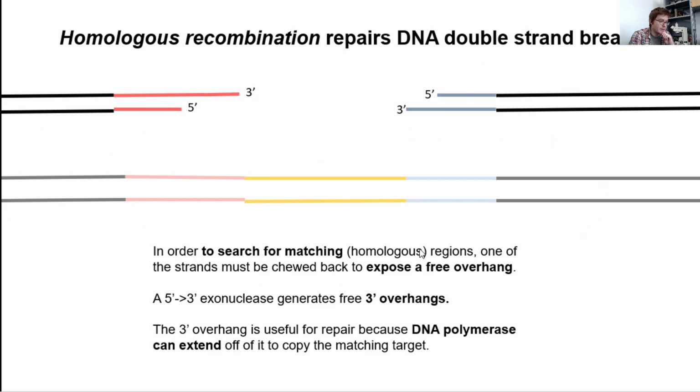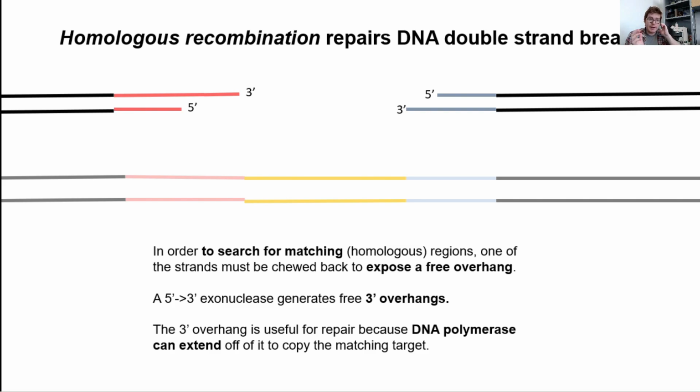And so if we think about what needs to happen here, if we have these breaks in one chromosome and we want to repair with another, if we want to make use of the idea that the red strands on one chromosome match the corresponding strands on the other, then we need an opportunity to do Watson-Crick base pairing, Watson-Crick flanking base pairing. And so in order to search for homologous regions, we're going to have to chew back one of the strands to expose a single-stranded overhang. And that's because we need a single-stranded piece of DNA to be able to go exploring for a partner sequence that matches it. And in the cell, it is a 5' to 3' exonuclease that generates these 3' overhangs.